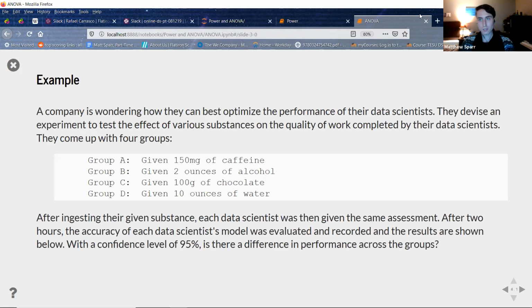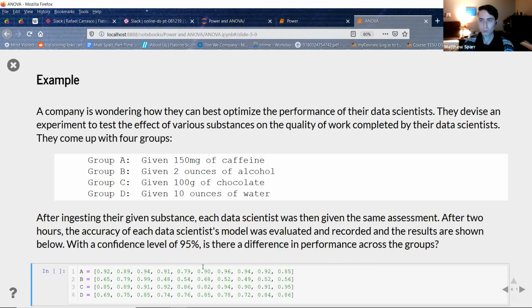So for an example here, we have a situation where a company is trying to optimize the performance of their data scientists. They come up with 4 different control groups, so they give them different substances. They have them work on building a model, and then after the time's up, they check the accuracy of their model and see how they did. So we're looking to get a 95% confidence level. Here's the 4 groups. So the first one's given coffee, the second's given alcohol, the third's given chocolate, and the last one's just given water.